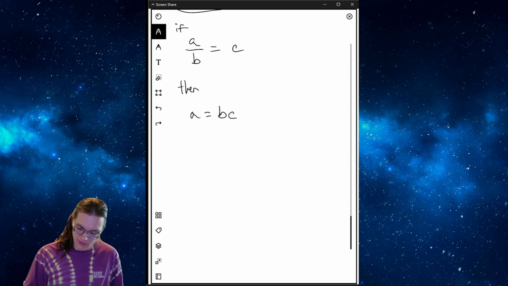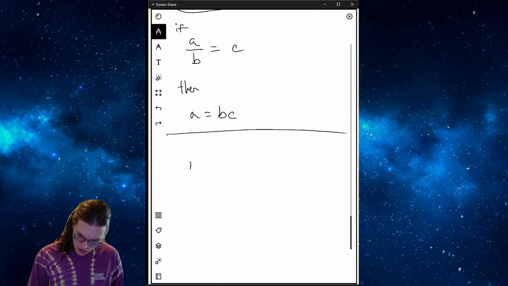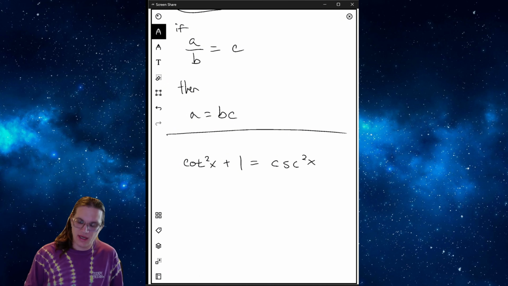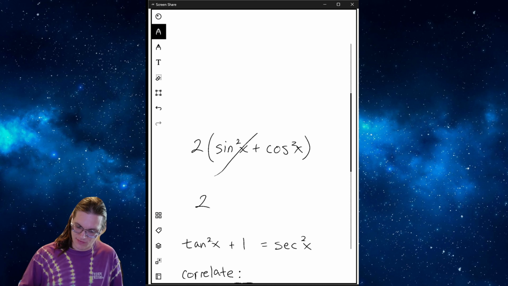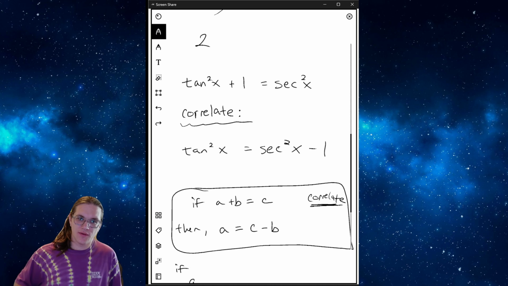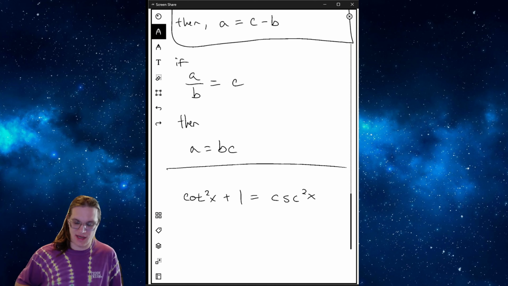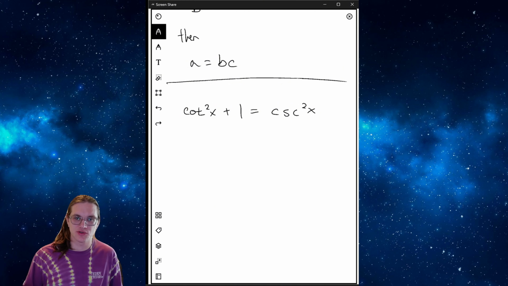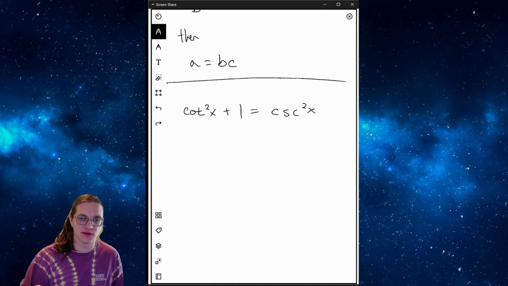So another one of the Pythagorean identities is cotangent squared plus 1 equals cosecant squared. And I think I'll probably prove these to you because they will all bring you back to this one, the most basic Pythagorean identity. This tangent squared of x and this cotangent squared of x are basically just correlates of sine squared of x plus cosine squared of x equals 1.